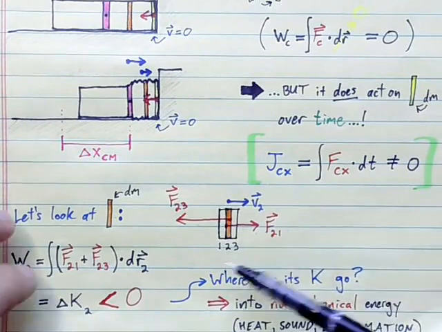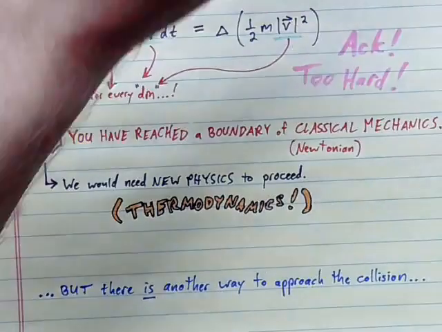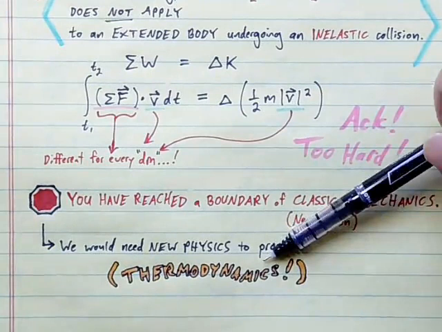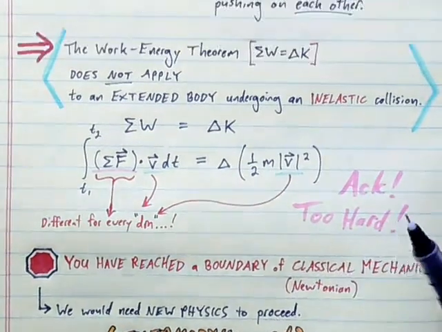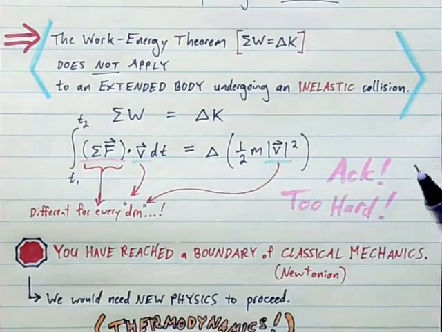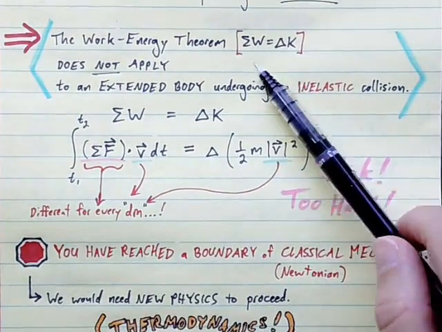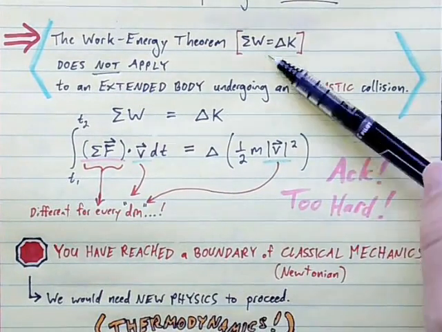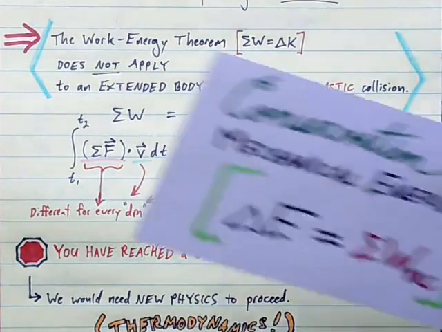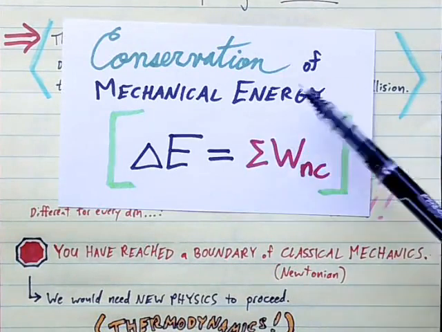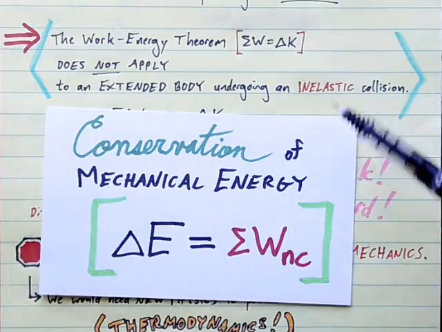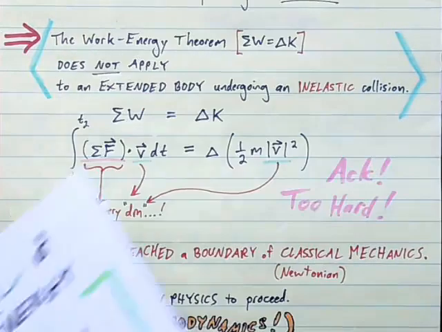And that internal energy dissipation requires more sophisticated physics to model properly. We just can't do it with our simple work energy theorem. So this does not hold for our extended body. And if our work energy theorem doesn't hold, then our version of conservation of mechanical energy doesn't hold either, since this was derived directly from that. So we have to throw this out as well.